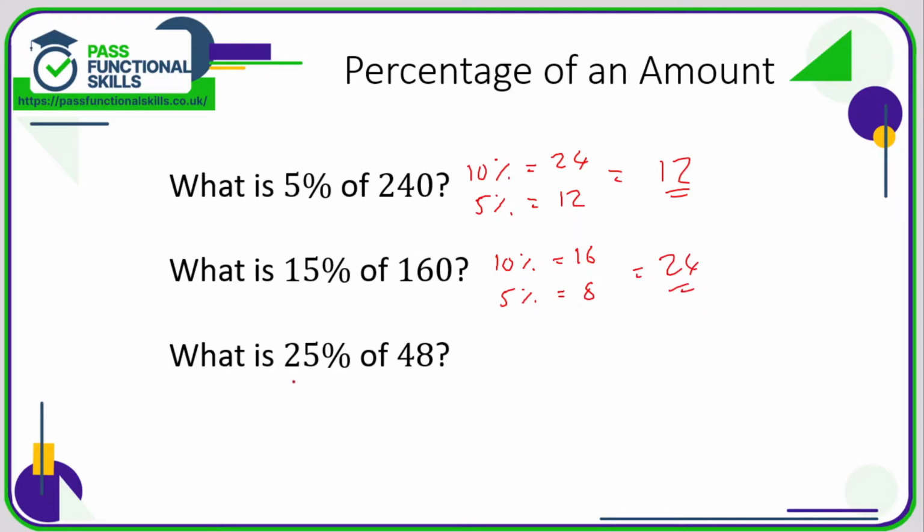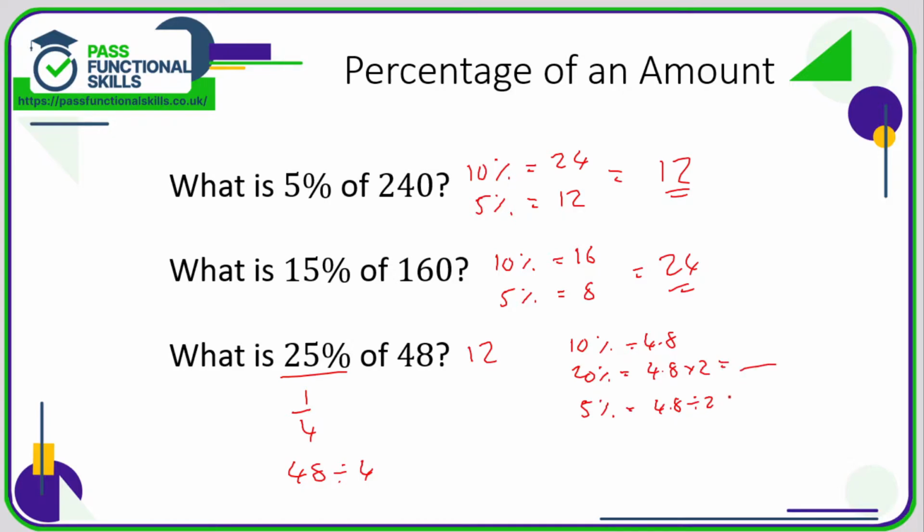25%, again 25% is 1/4. What is a quarter of 48? Well, that's 48 divided by 4, which is 12. Again, I think it would be a bit daft here to do, well, 10% is 4.8, 20% is therefore 4.8 multiplied by 2, bit tricky, and 5% is 4.8 divided by 2, and then work out these two answers and then add them together. Much too complicated. 25% is a quarter, just divide it by 4, simple.